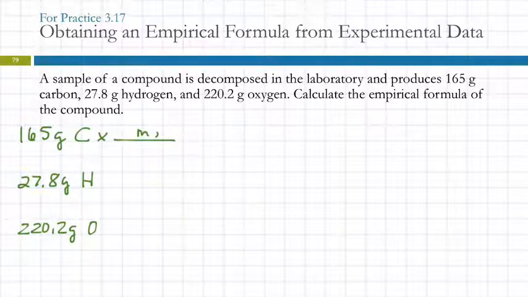So we use the molar mass of the element to change it to moles. So I want to get moles of carbon. I need to divide by grams of carbon. 1 mole is 12.01 grams. So we're using those molar masses from the periodic table.